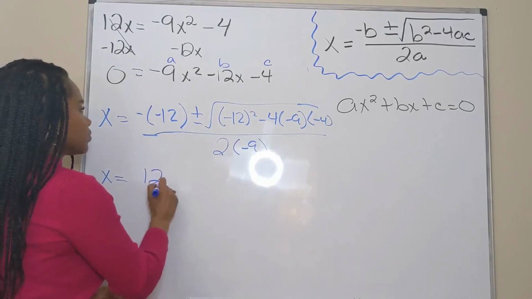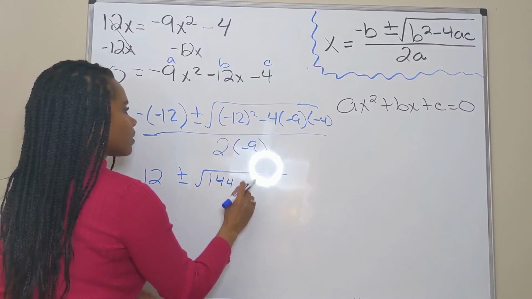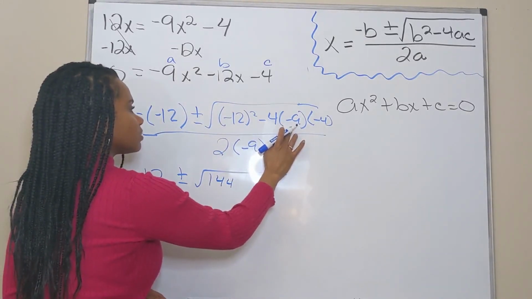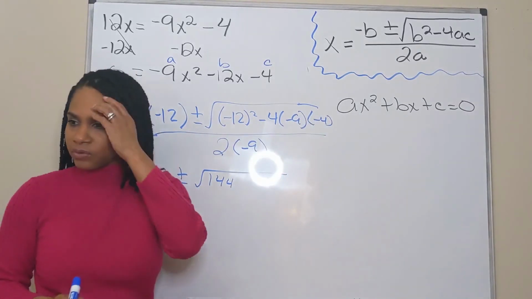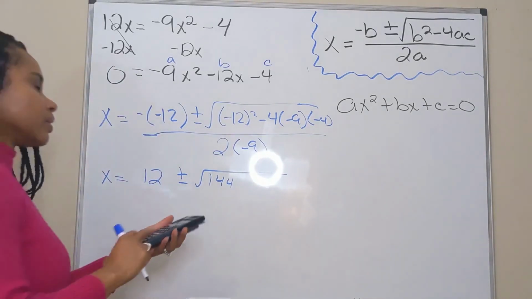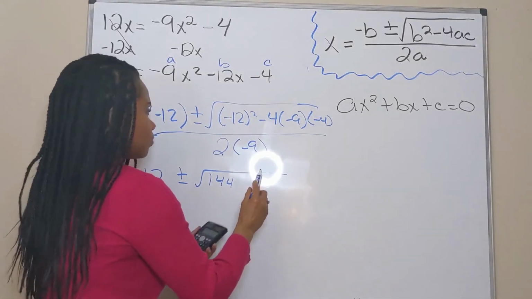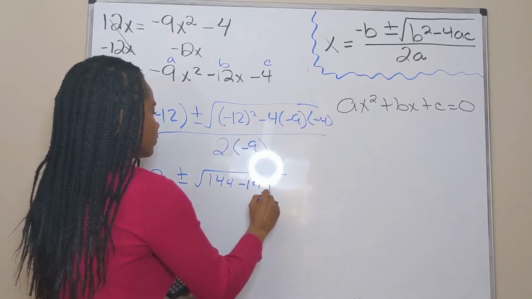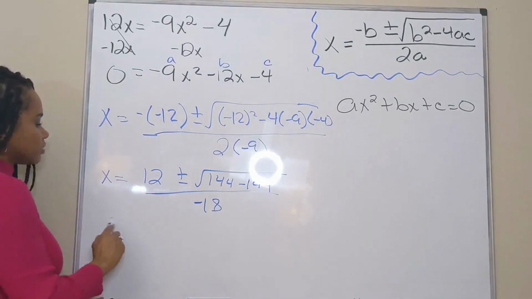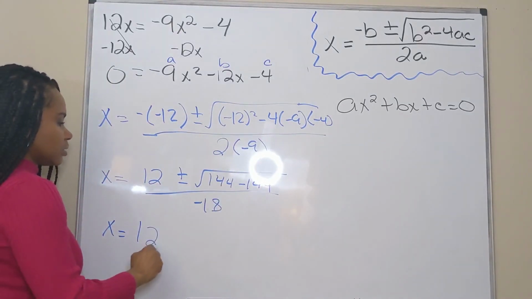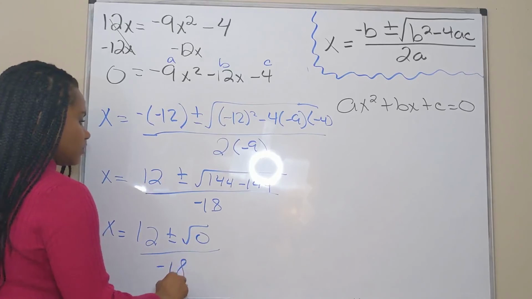All right. So now that will be positive 12 plus or minus the square root of negative 12 squared, which is 144. Negative 4 times 9 is negative 36, and 36 times 4, can't think of that right off the top of my head, that's going to be 144. So 144 minus 144 is 0. And we get 18 at the bottom.